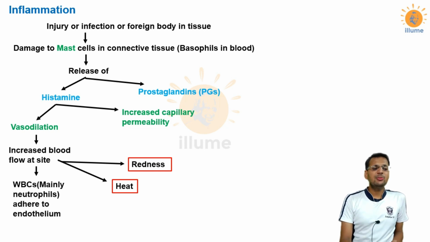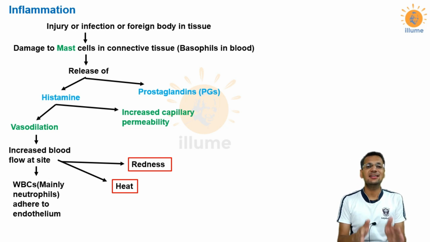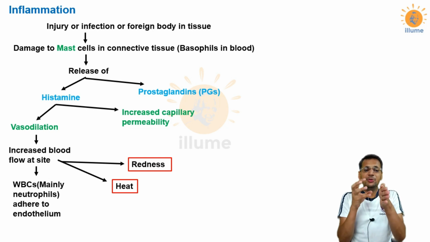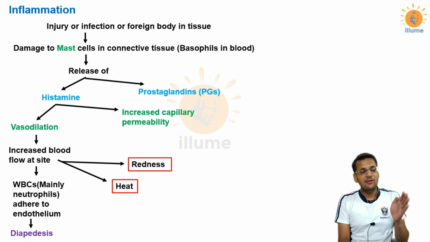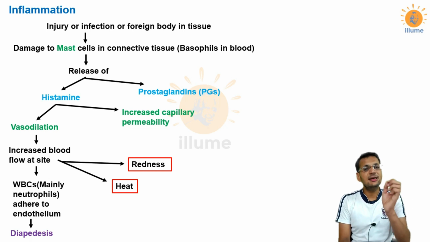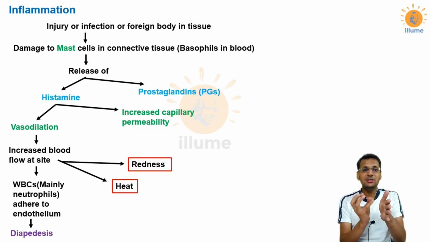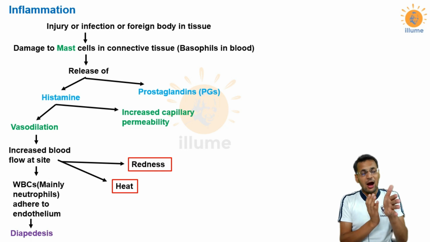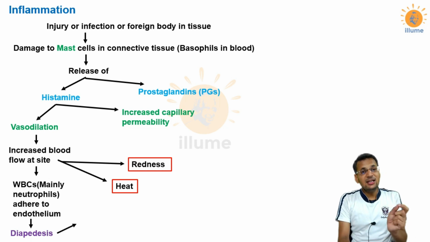Now after the increased blood flow at the site, WBCs and specifically neutrophils adhere to the endothelium. What is endothelium? Endothelium is the innermost lining of any blood vessel. Suppose this is a blood vessel, and neutrophils would adhere to the endothelium. Why they are adhering, I'll discuss here, and after that they would perform diapedesis. We discussed it in detail in the last lecture of immunity. In diapedesis, WBCs, after adhering at the endothelium, would squeeze out of this blood vessel into the adjacent tissue by the capillary pores. That is called diapedesis.